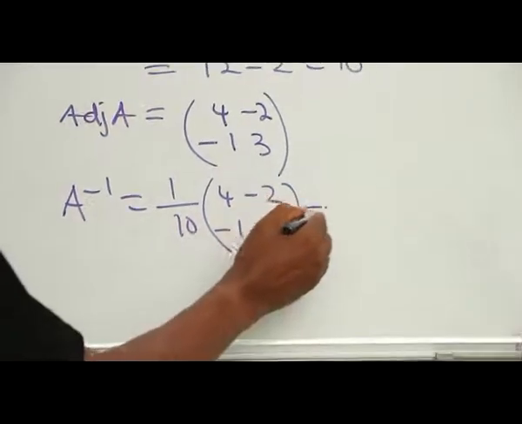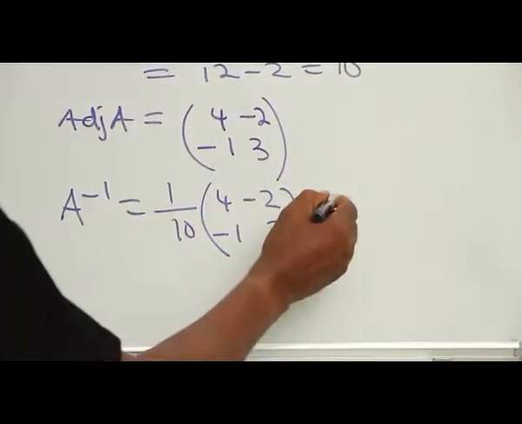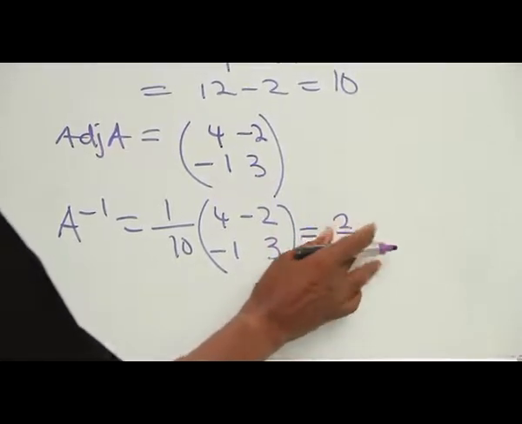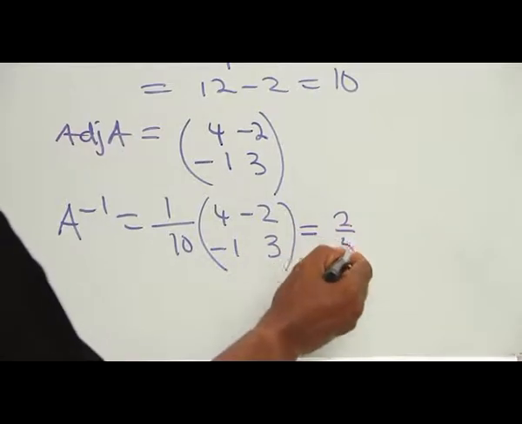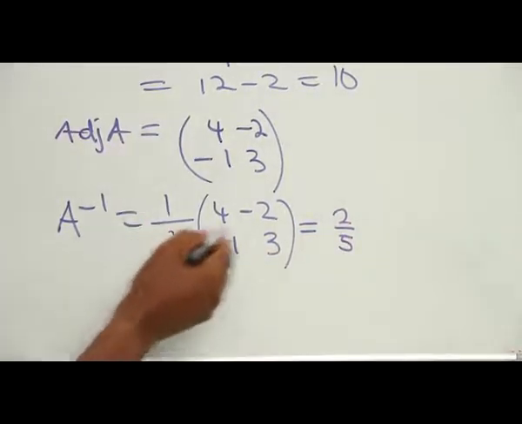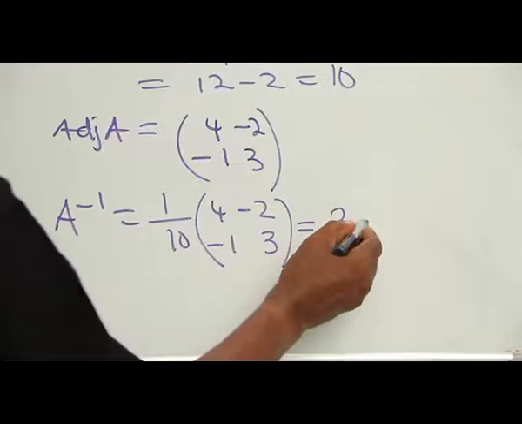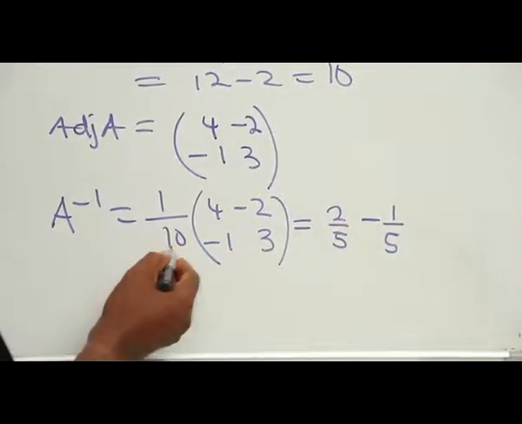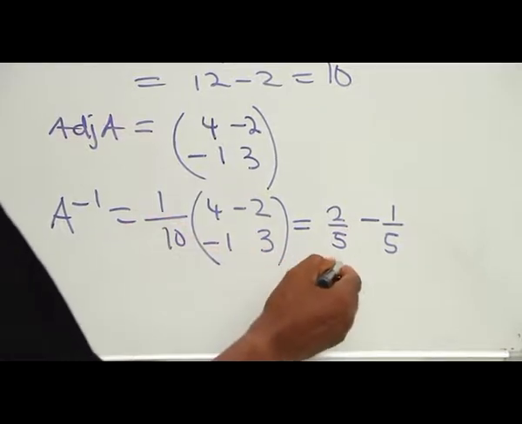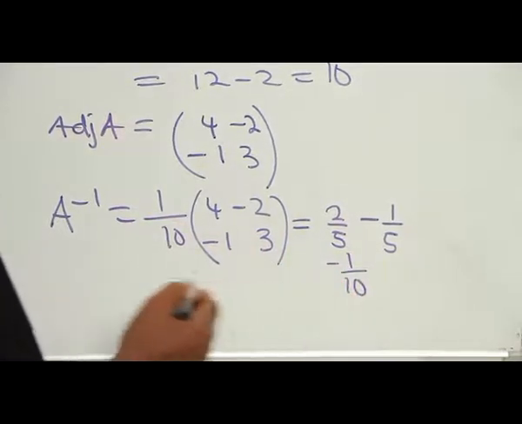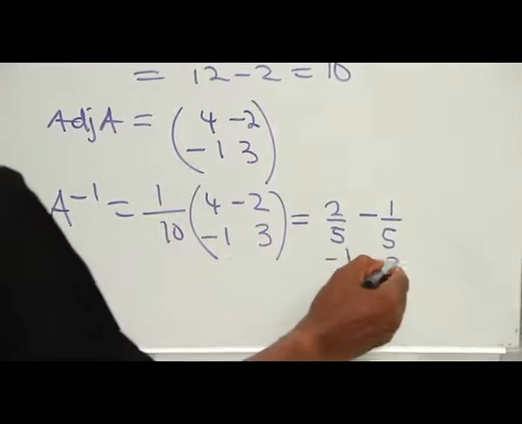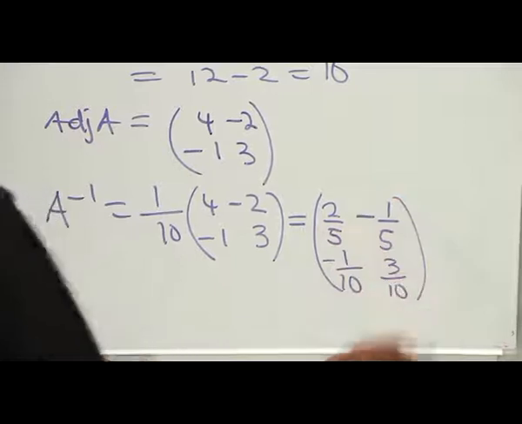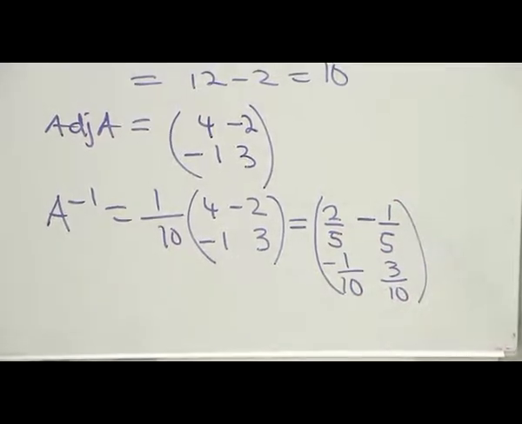So you can write this out. 1 over 10 times 4 is 4 over 10, which is 2 all over 5. Then 1 over 10 times minus 2, we have minus 1 all over 5. Minus 1 times this will give you minus 1 all over 10. And this will give you 3 all over 10. You open the bracket and close it. That is the inverse of that matrix.